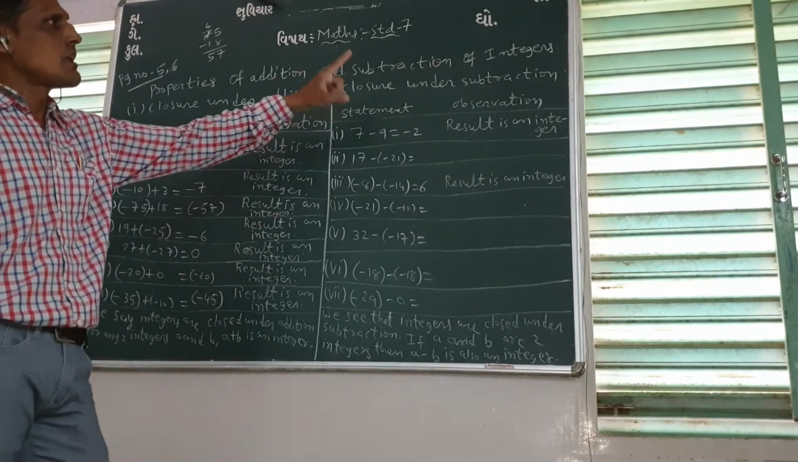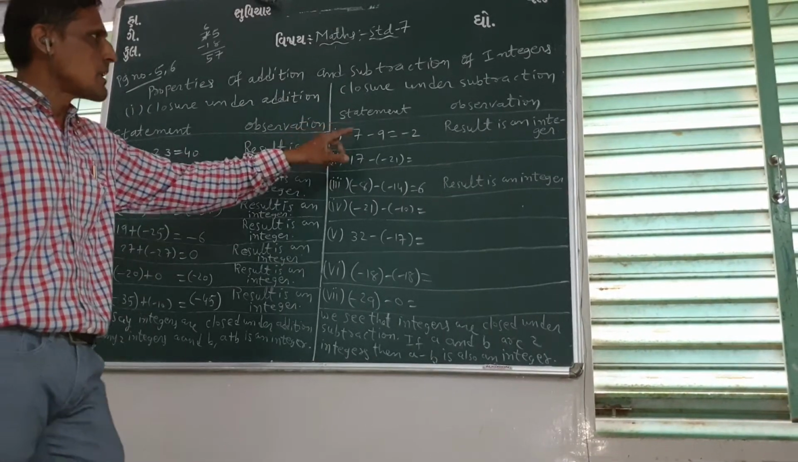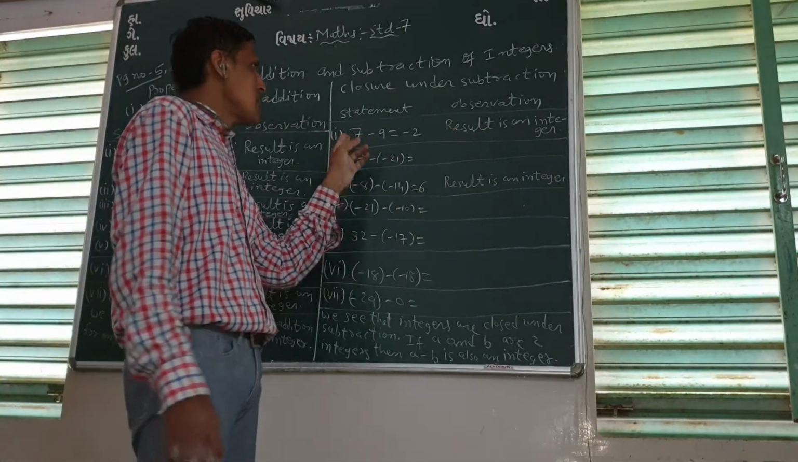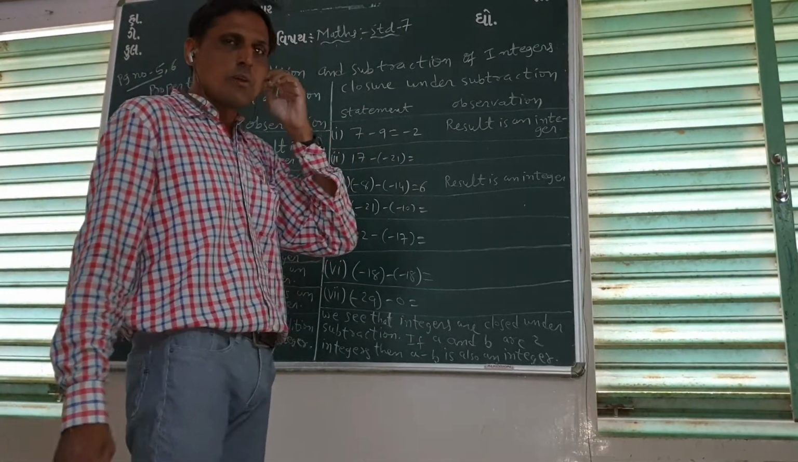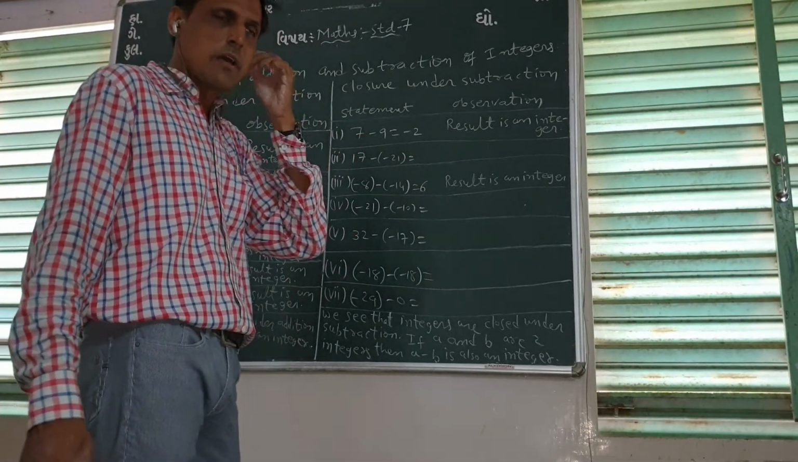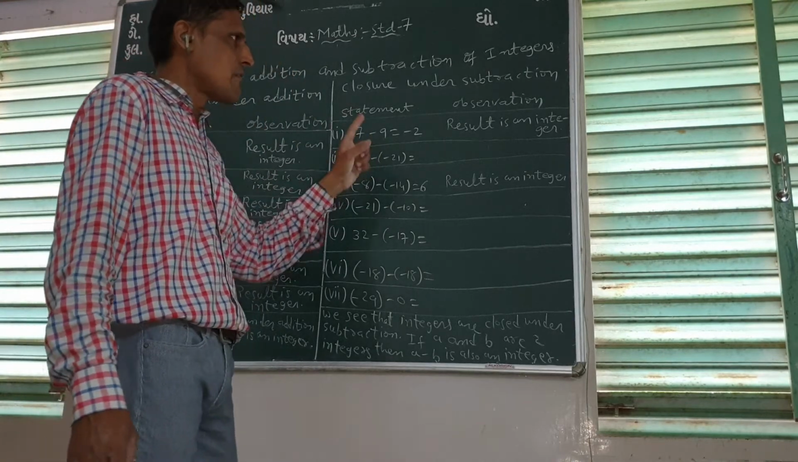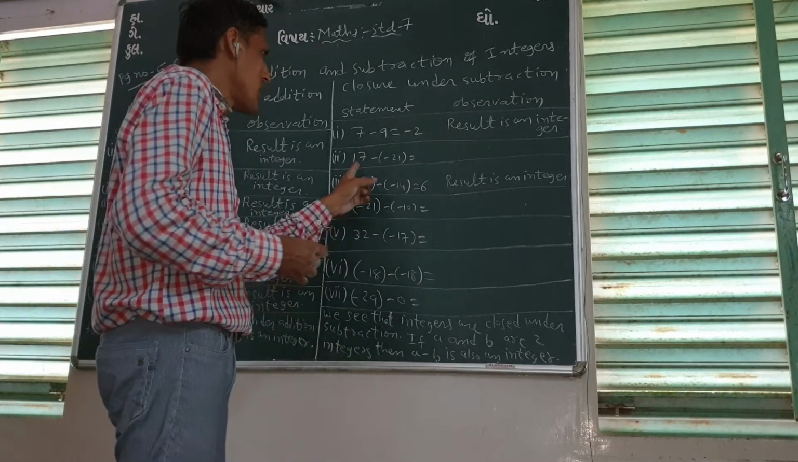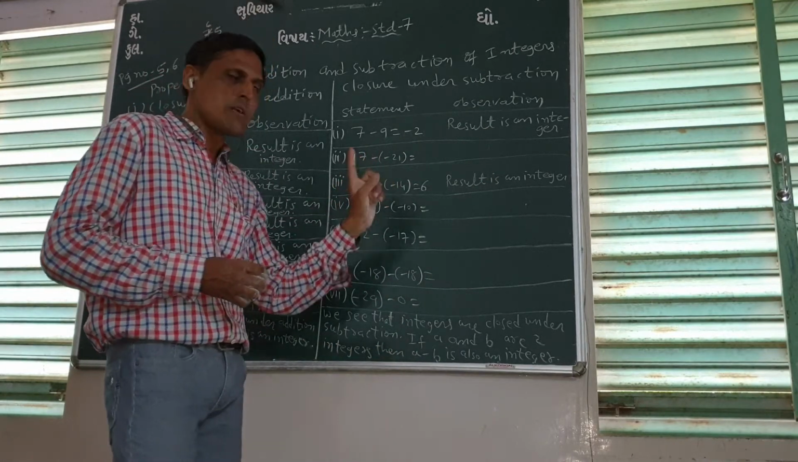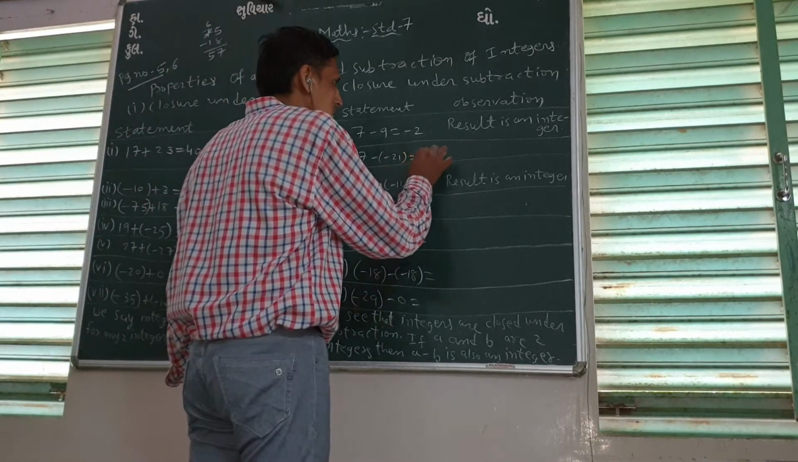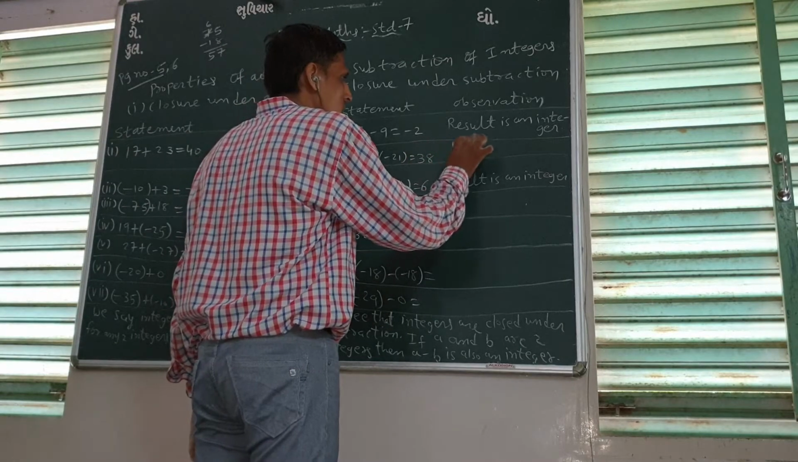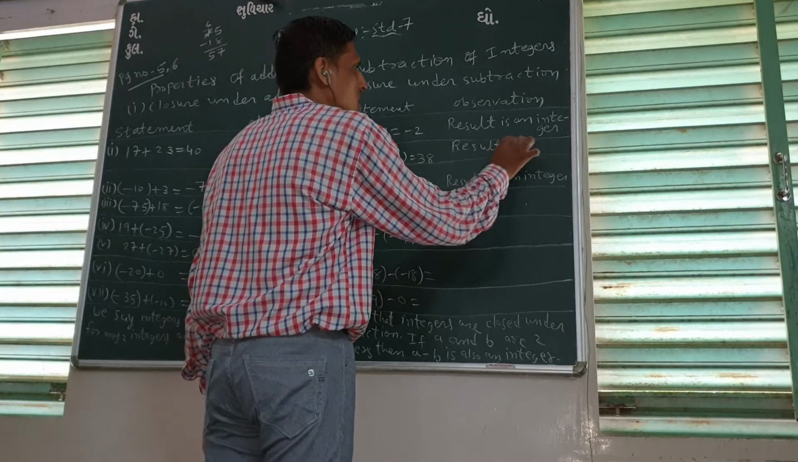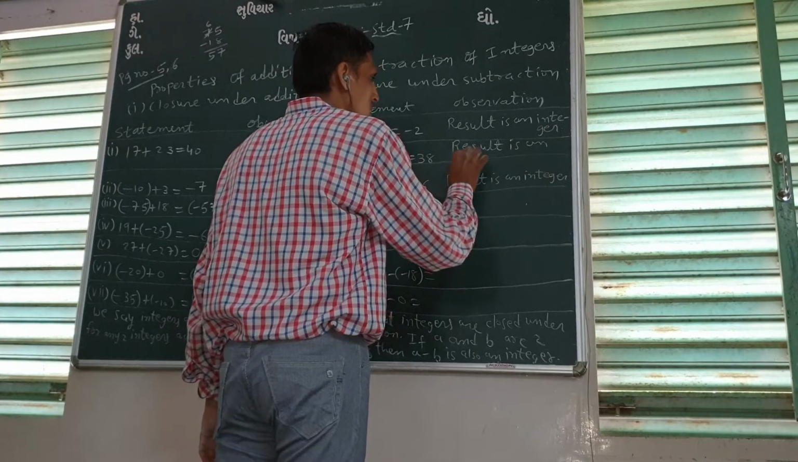Then closure under subtraction. Statement written and observations are written. 7 minus 9 is minus 2. Right? Minus लिखा है मतलब minus करना है और sign of bigger number we have to put. So result minus 2 is an integer. Then minus plus 17 plus 21 is 38. 38 is an integer. So result is an integer.